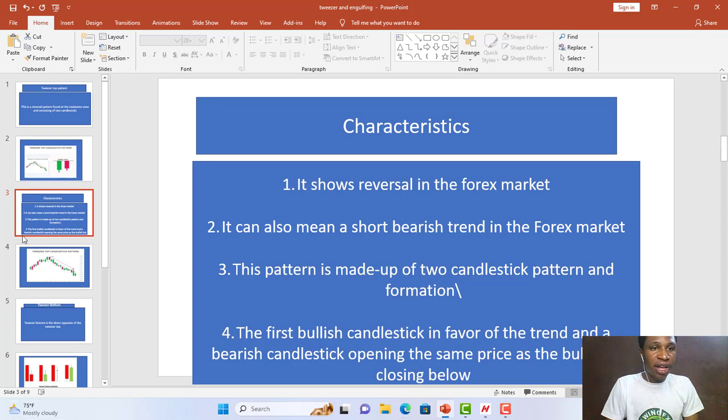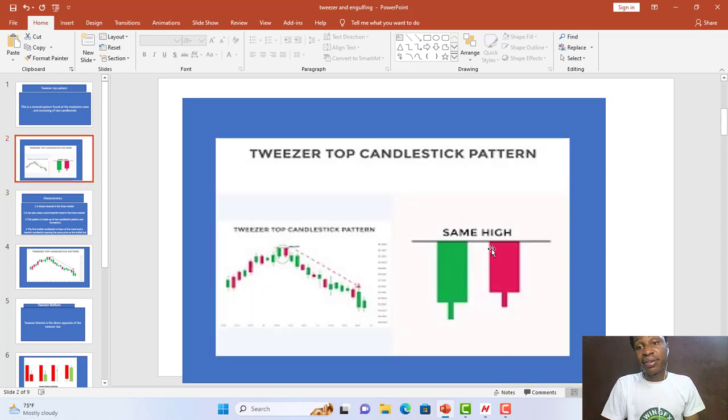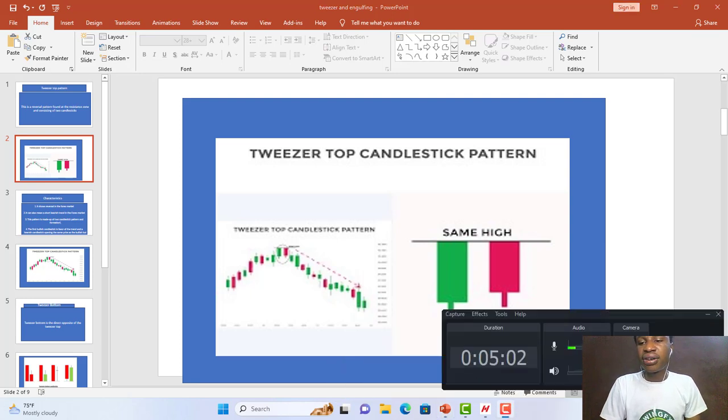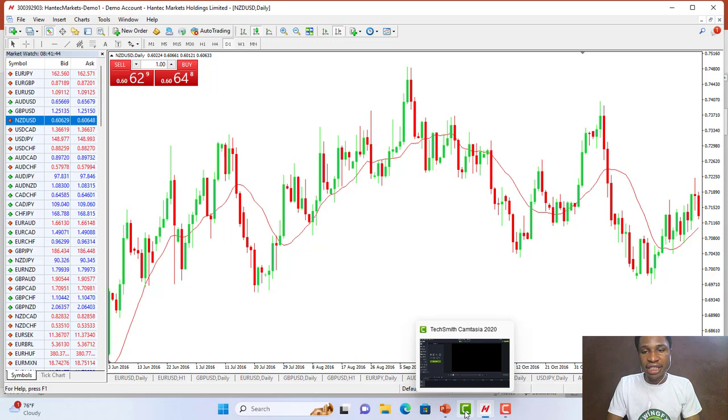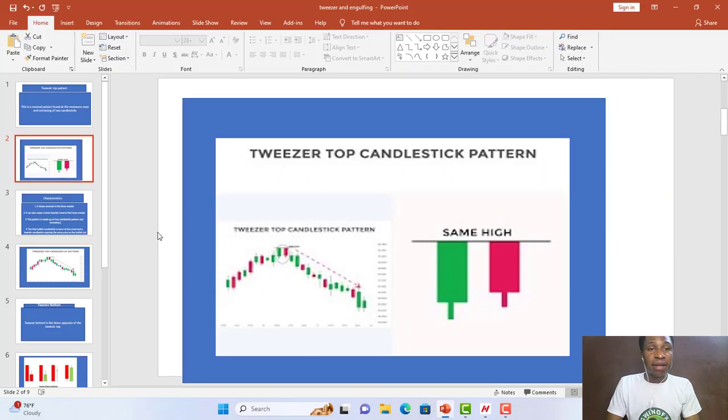It's made up of two candlesticks. Just like this, you can see two candlesticks. The first, the bullish candlestick, then the second, the bearish candlestick. So that is the most important thing in the forex market.